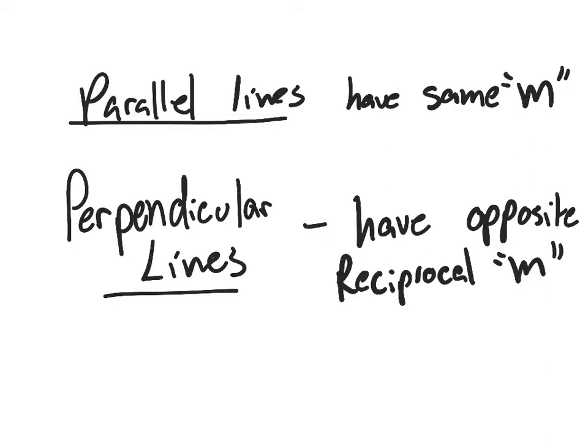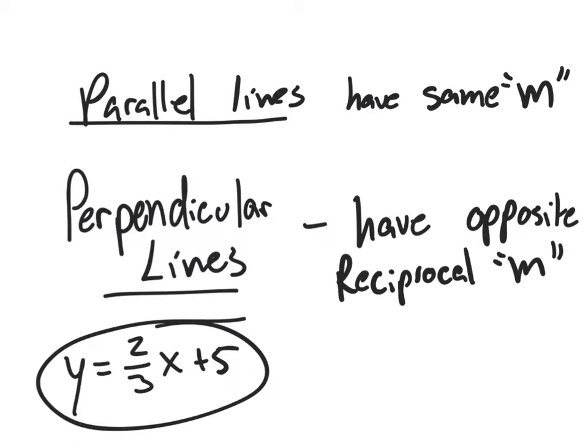So if I tell you that your line has to be parallel to this line, then what is your slope going to be? If I tell you that your line is parallel to this one? 2/3. Now, what if I told you your line is going to be perpendicular to this line? 3/2, but negative 3/2. Okay, remember, opposite, reciprocal. Opposite means change the sign. Reciprocal means flip the fraction.